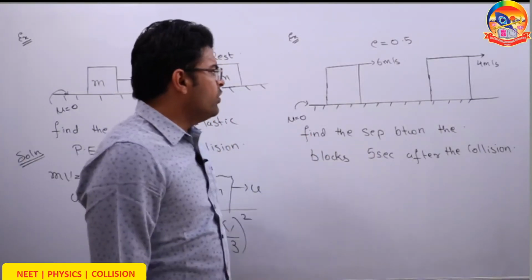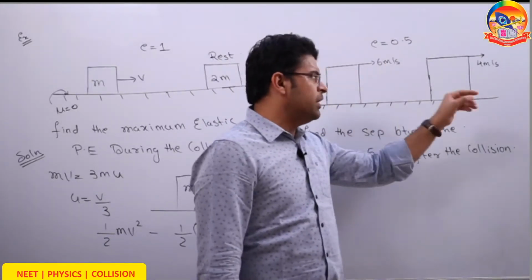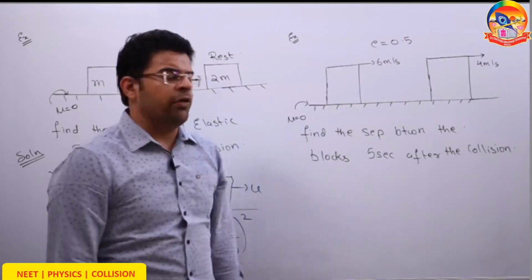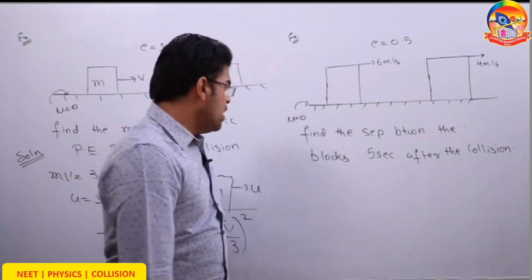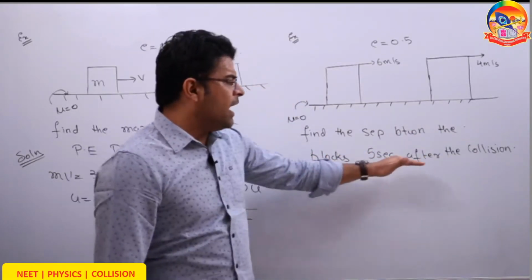So next question, there are two blocks, one of mass 6, one moving with a speed of 6 meter per second, the second moving with a speed of 4 meter per second. The coefficient of restitution is 0.5. They are placed on a frictionless surface, so there is no external force acting. Now the question is, find the separation between the blocks 5 seconds after the collision.